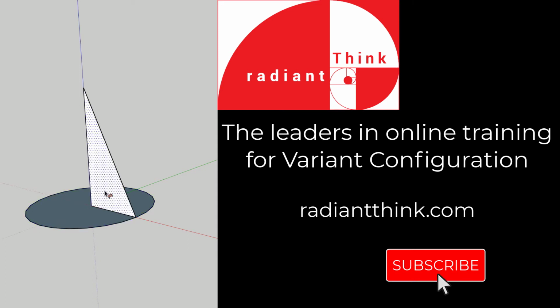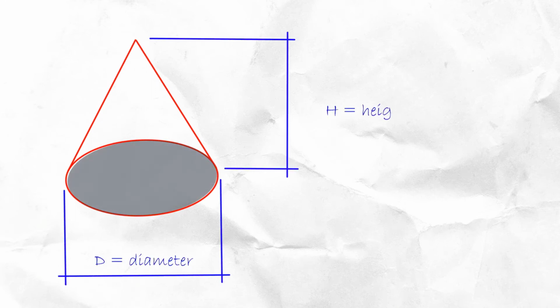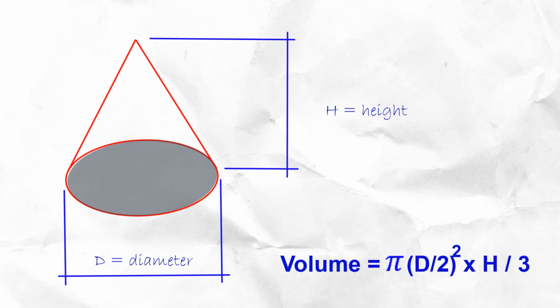So let's get started. We're going to start simply. We've got a cone, it has a height, it has a diameter, and from these two numbers combined with other elements in a formula we can calculate the volume.